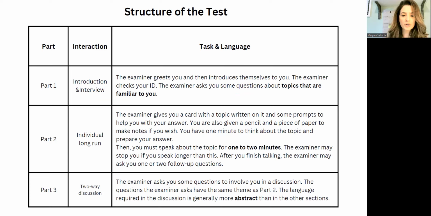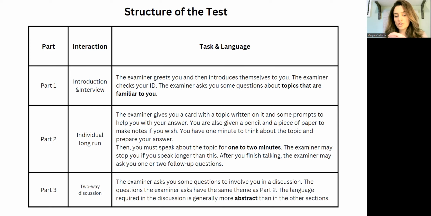So I'll move on to part two, which is an individual long run. You will receive a cue card or a booklet with a topic on it, and you need to talk between 1 to 2 minutes about that topic. Again, the topic is very general, and you need to relate to the topic and answer the question based on your personal experience.